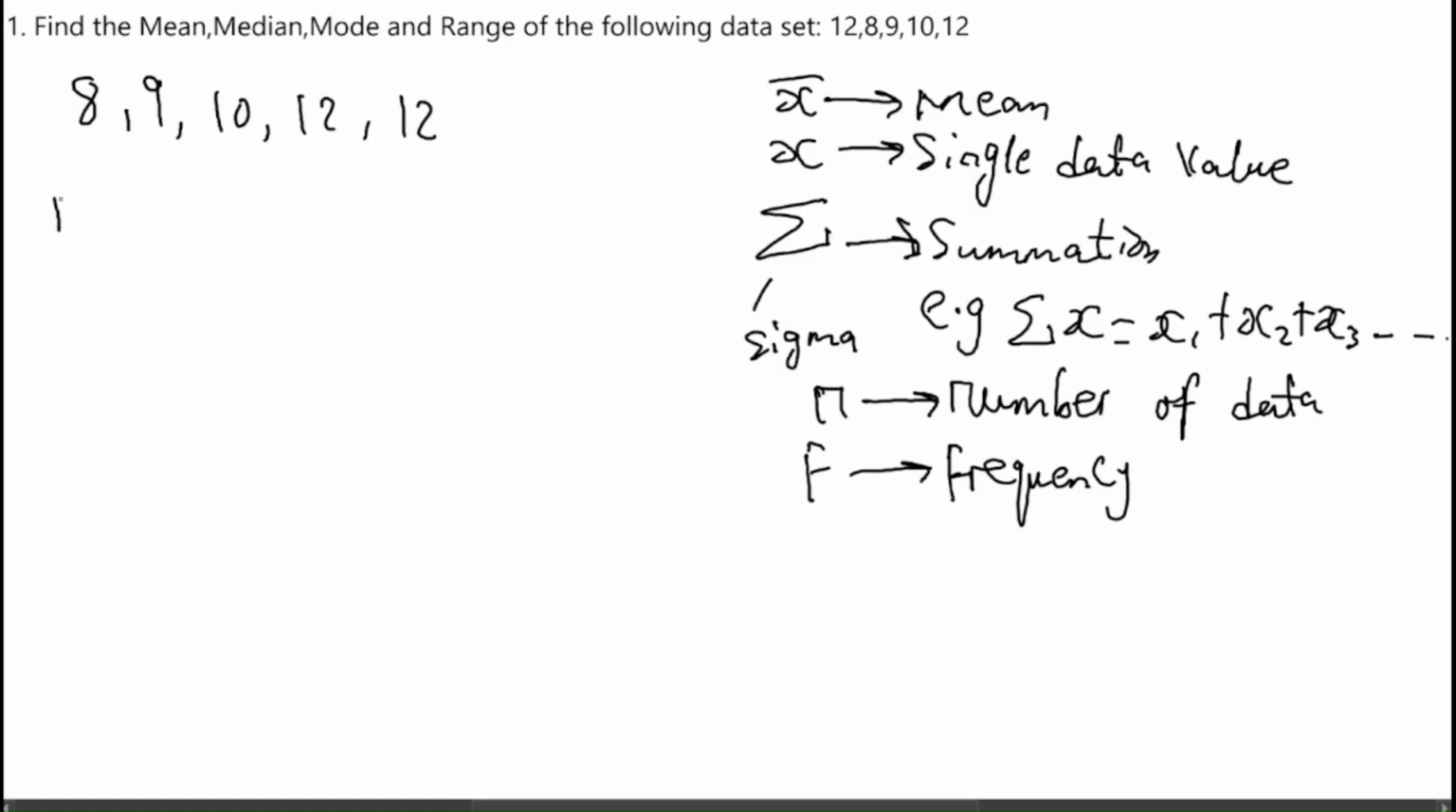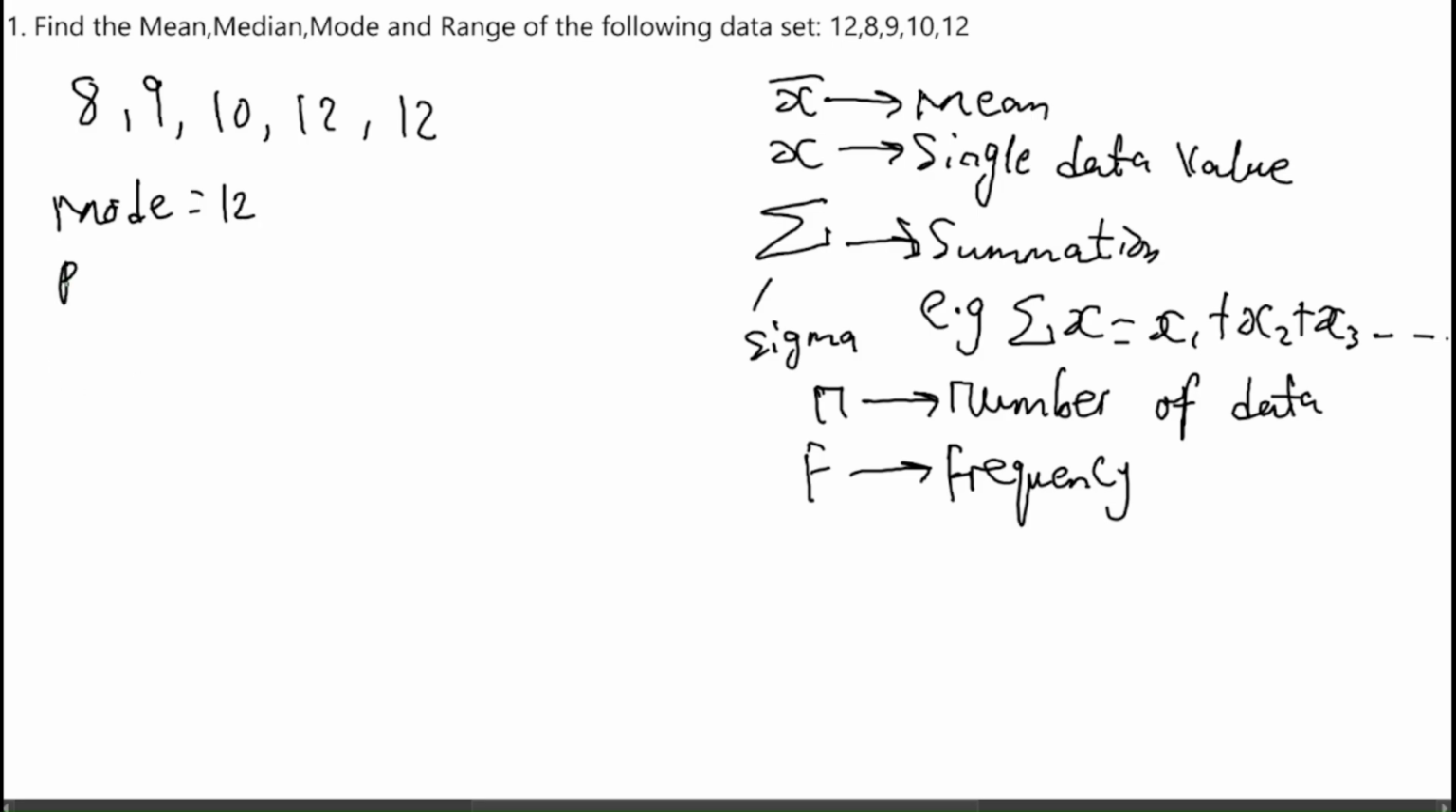The next question is the mode. The mode means the data that appears most frequently in a data set. In this data set, 8 appears once, 9 appears once, 10 appears once, 12 appears twice. So 12 appears more than every other data in this data set. So 12 is the mode.